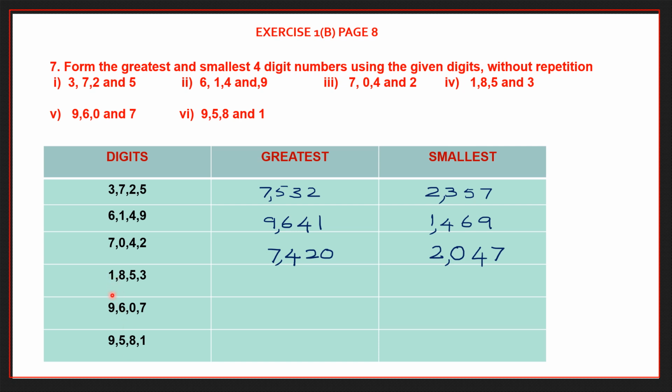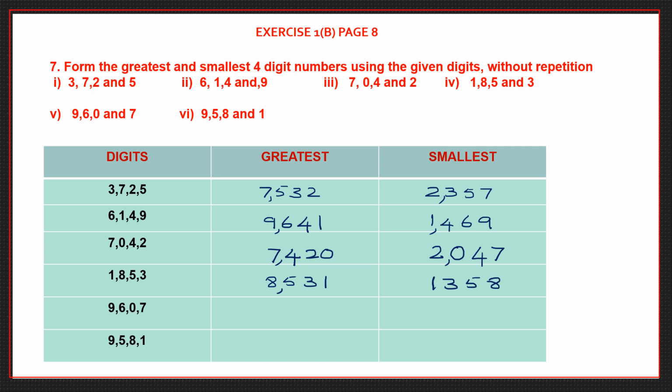Next number, we have digits 1853. Form the greatest by starting with the greatest number, 8. So we have 8, then 5, 3, 1. Put commas in the right places, ones, tens, hundreds, comma. Now write the smallest, starting with the smallest digit, which is 1, and then go on to 3, 5, and 8.